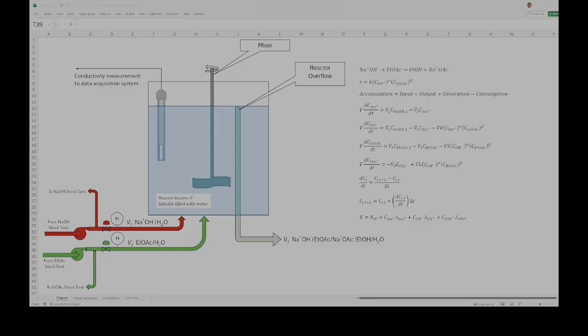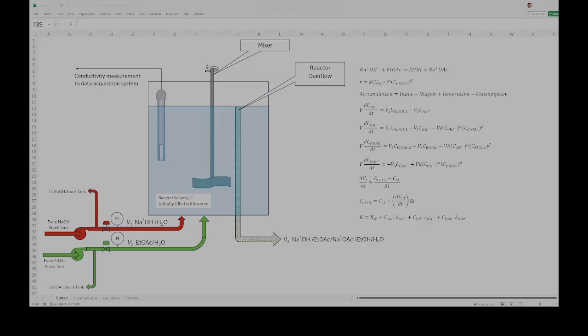We would do the same for the hydroxide ion. Its accumulation term will equal what's coming in by flow minus what's leaving the reactor by flow. And the reaction is going to consume hydroxide ion by this equation, and that will be equal to the rate of reaction times the volume of the reactor V.